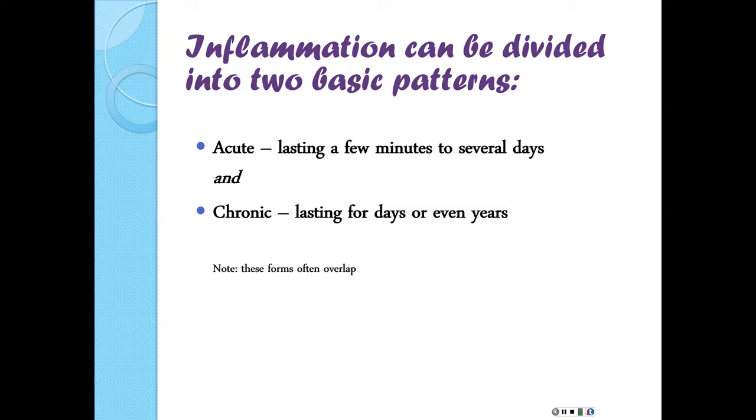Sometimes acute inflammation does not resolve itself. And I put a note that these forms overlap. Acute can become chronic. Once it becomes chronic, the acute phase is ended. However, chronic can also flare up and go back into an acute phase through any number of factors: changes in immune system responses, new stimuli. A number of things can lead chronic to go back to acute, and then again maybe not fully resolve itself and then go back into a chronic phase.